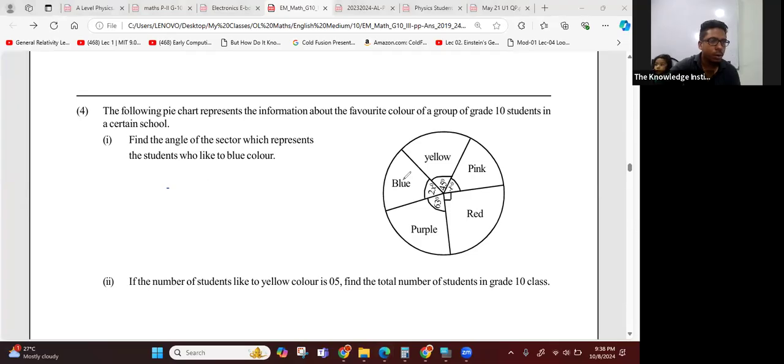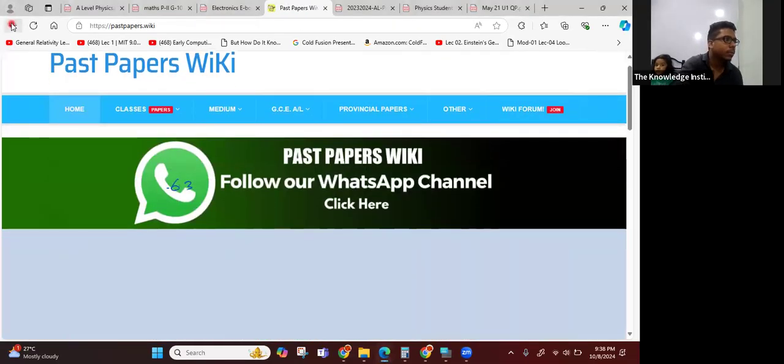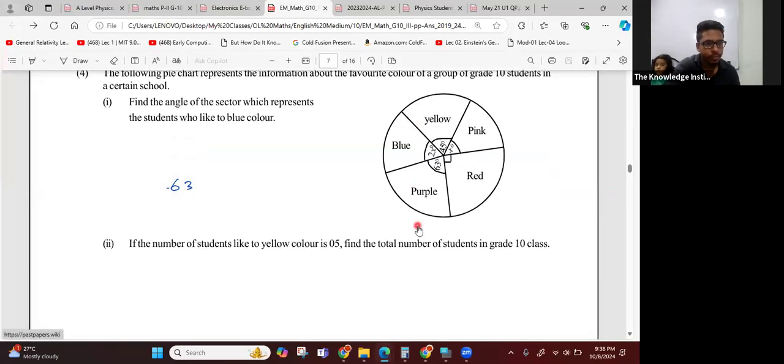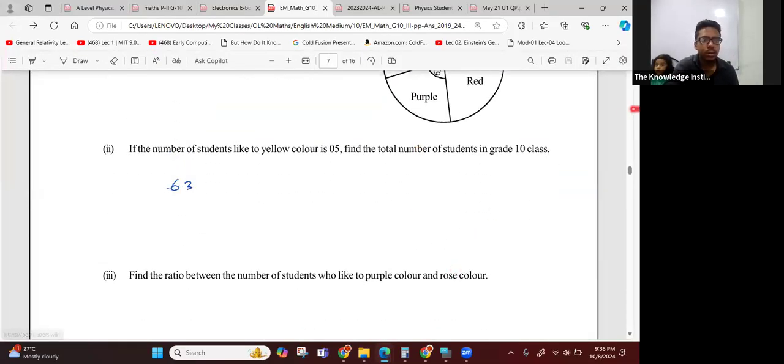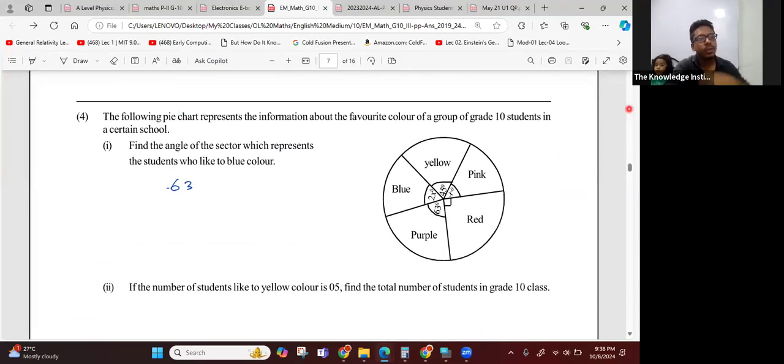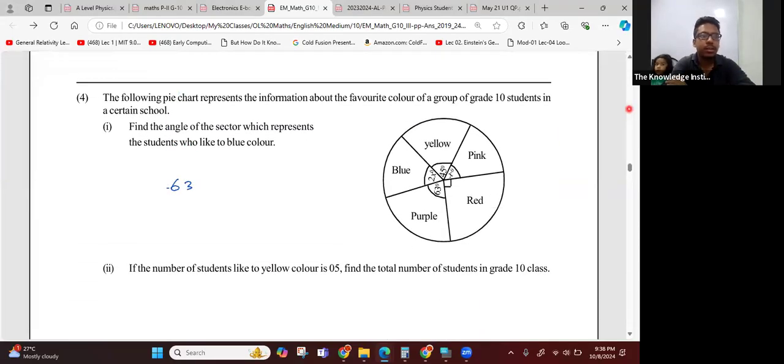So the number of students who like purple is proportional to 63. Rose, there's no rose here. There's no rose color. Are they referring to pink color or red? Rose color, is it pink or red? Let me know your response.